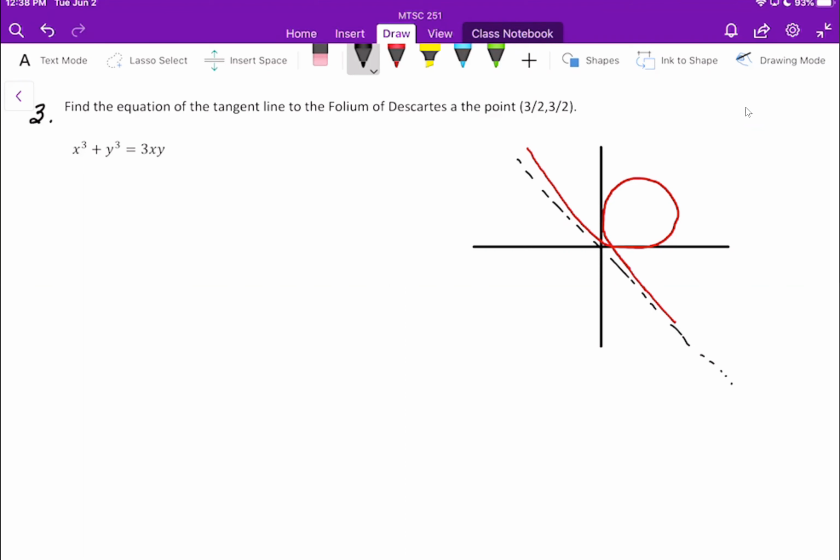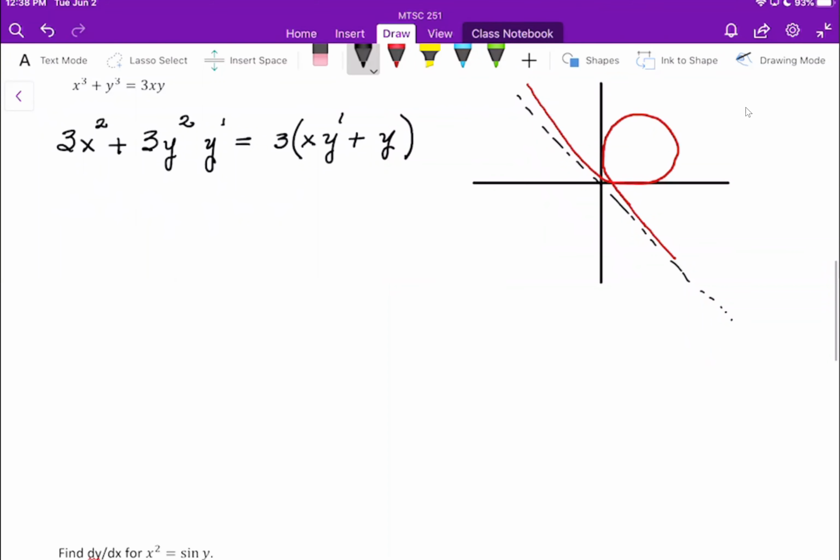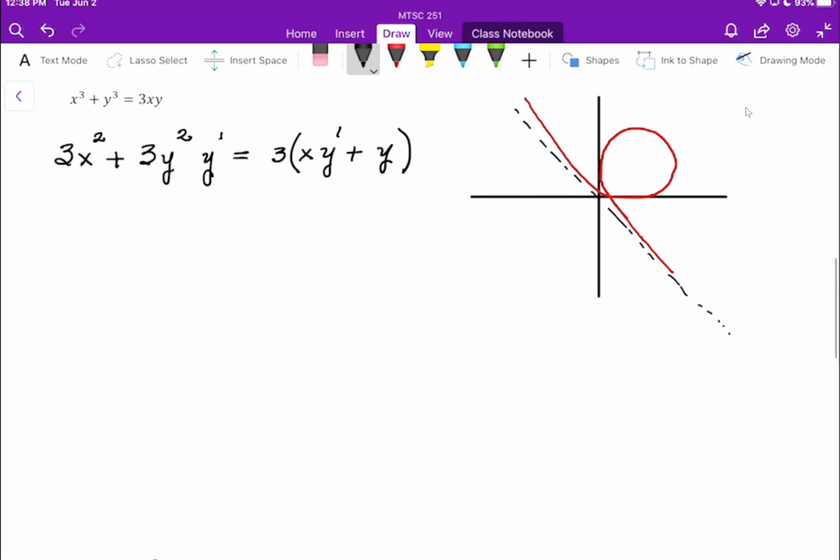So we want to use implicit differentiation. So we're going to get 3x squared plus 3y squared, then we have to multiply by y prime, is equal to 3. And now we're going to use the product rule. The first, x, times the derivative of the second, y prime, plus the second, y, times the derivative of the first, which is just 1. So now we want to put all the y primes on one side. Let's divide by 3, since everything in the equation has a 3.